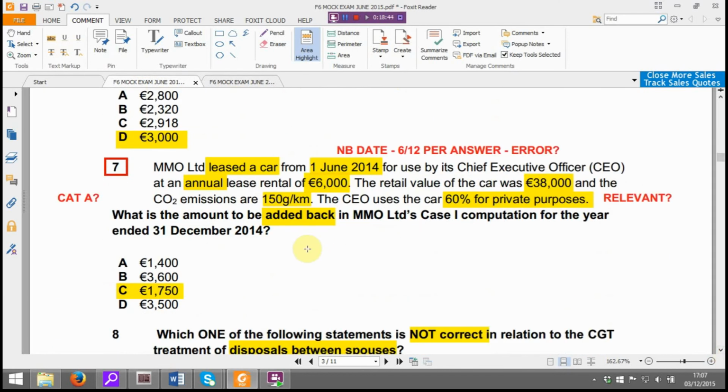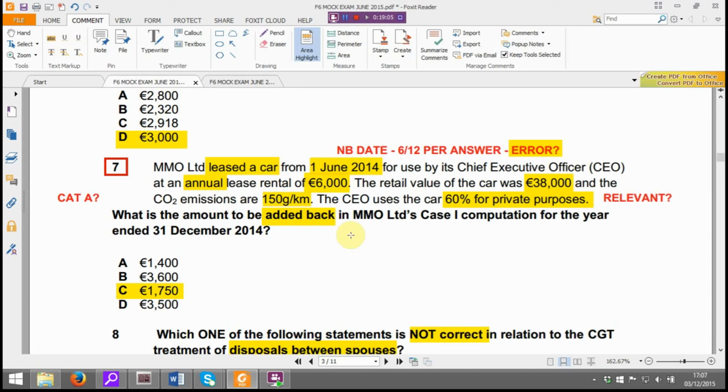This is a lease car issue. In other words, this company is hiring a car for their CEO. There certainly is an error in this question. I got this mixed up with number 4. There's an error here, so if you did get it wrong, don't be overly worried about it. I'll explain the error in a second.